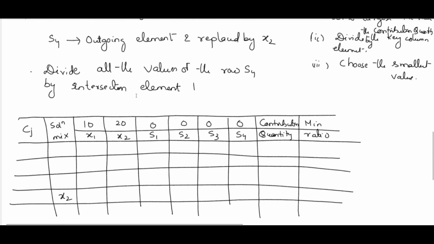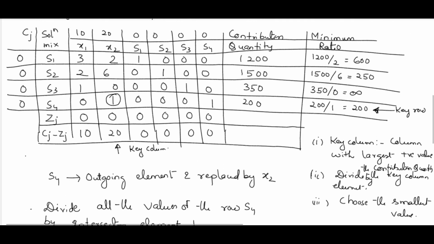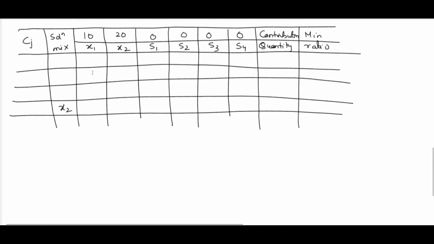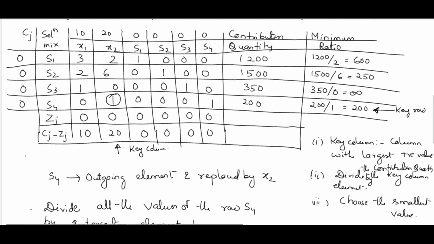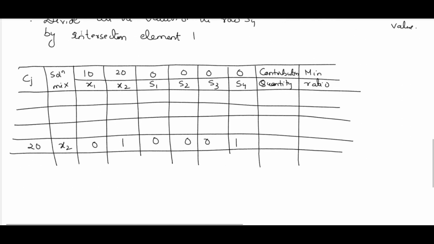X2. I've told you that S4 is the outgoing element and X2 is the incoming element. What is the coefficient of X2? It is 20. So now X2, its coefficient will be 20. Dividing all the elements by the intersection element, we will get 0, 1, 0, 0, 0, 1, and for the quantity it will also remain the same because 200 by 1 is 200. So this is the first step that we have already done. Next we'll come to the others one by one.